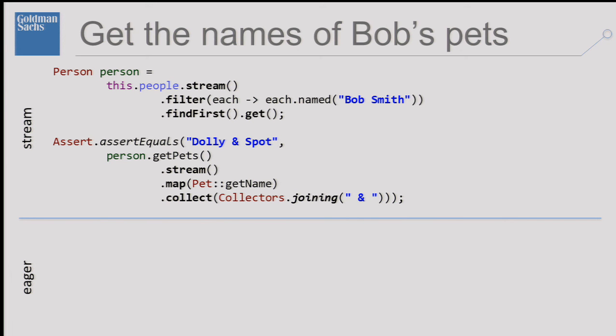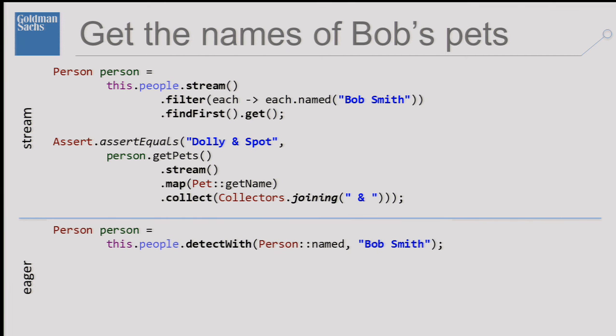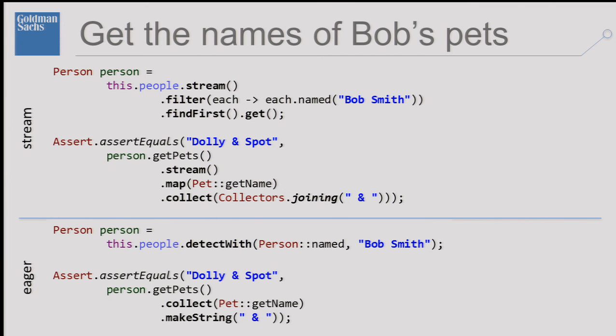And then to get Bob's pets, we get his pets, stream those, get the names, and then there's a java.util.stream Collectors joining method, which is a collector that concatenates strings with a delimiter. The Eclipse Collections equivalent, more readable maybe.